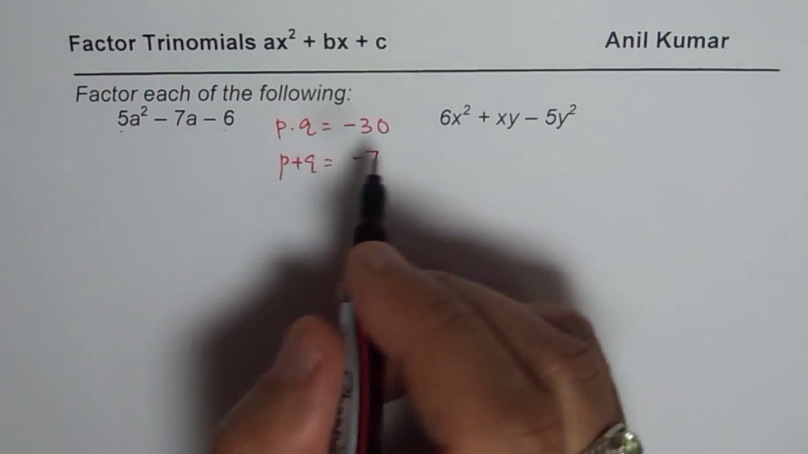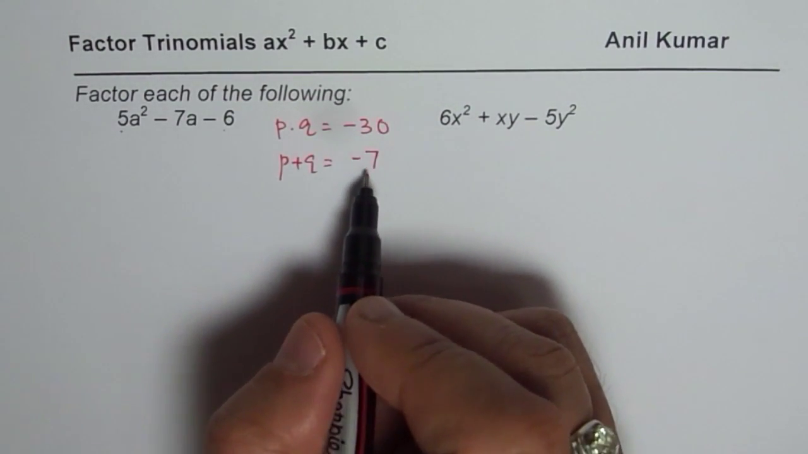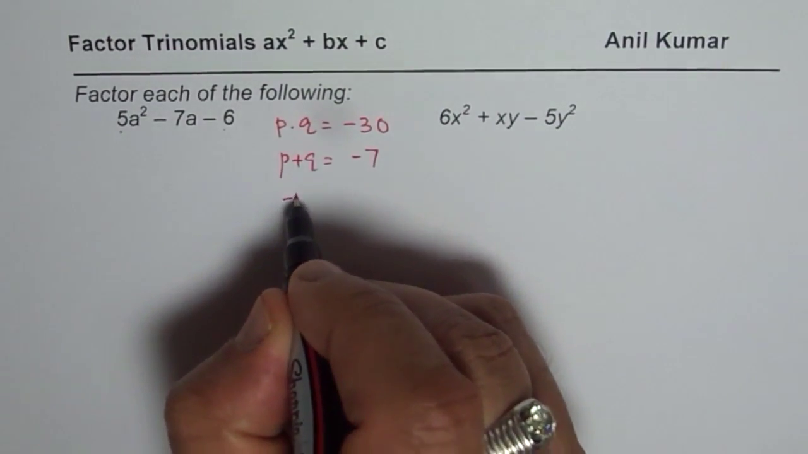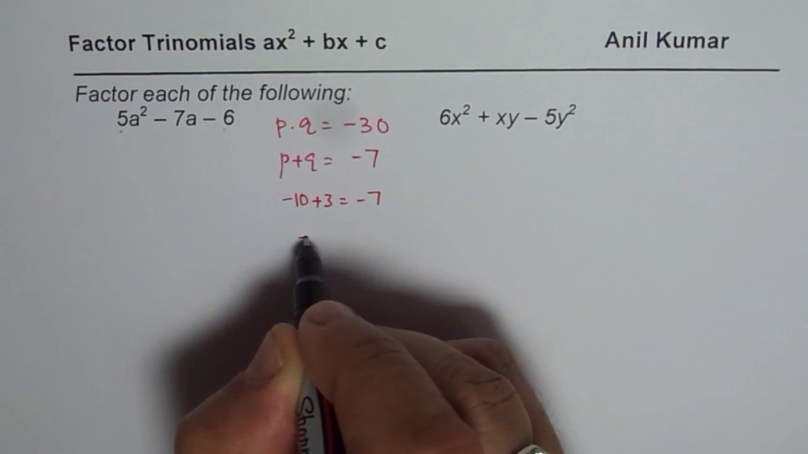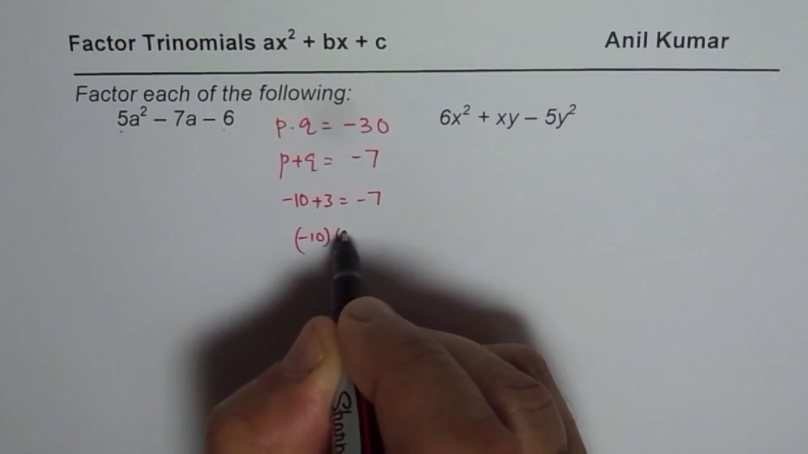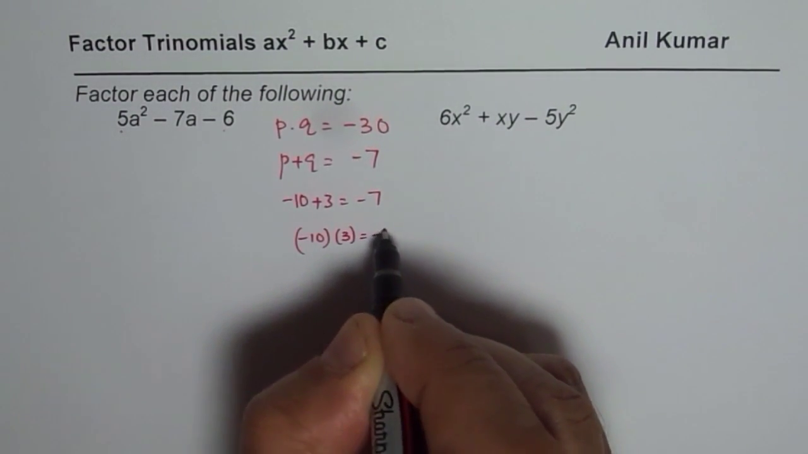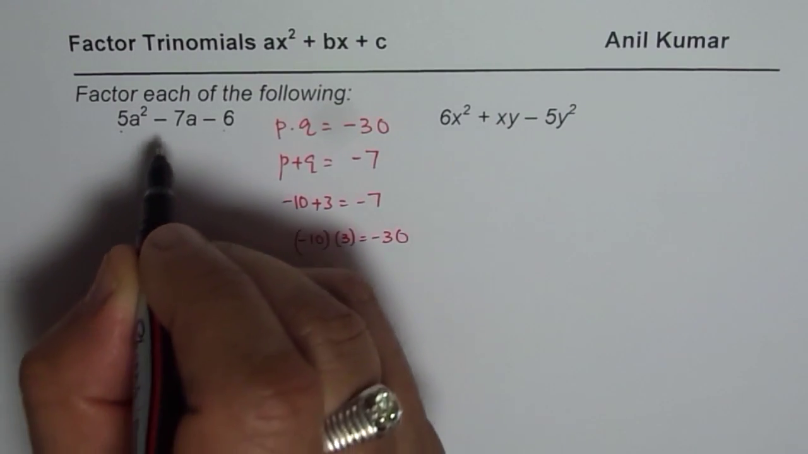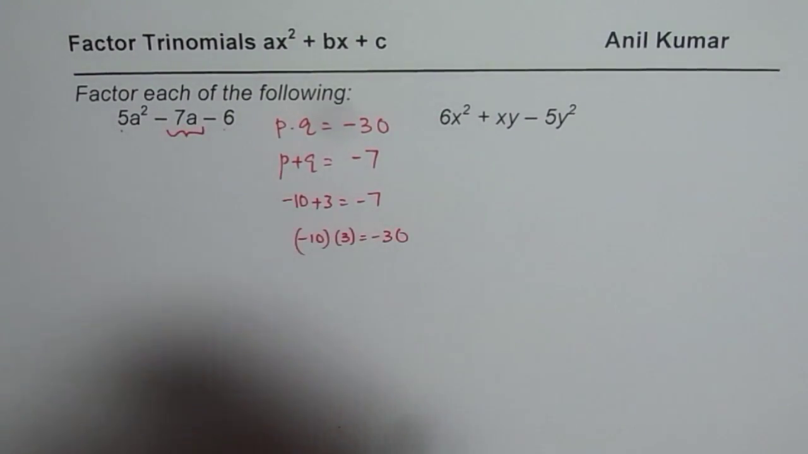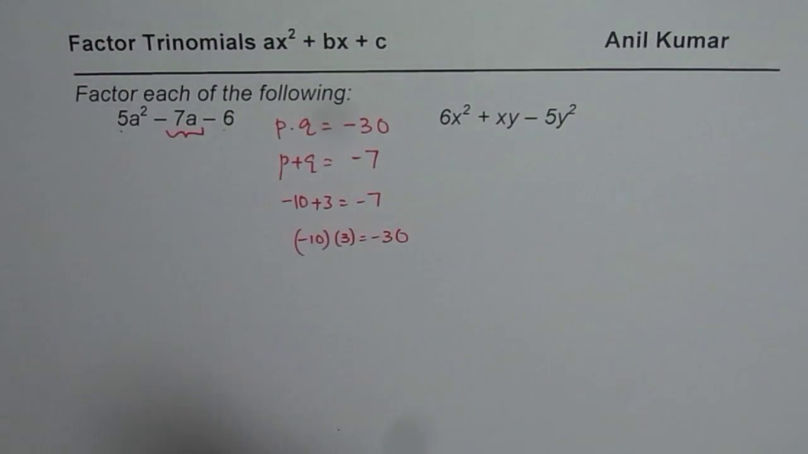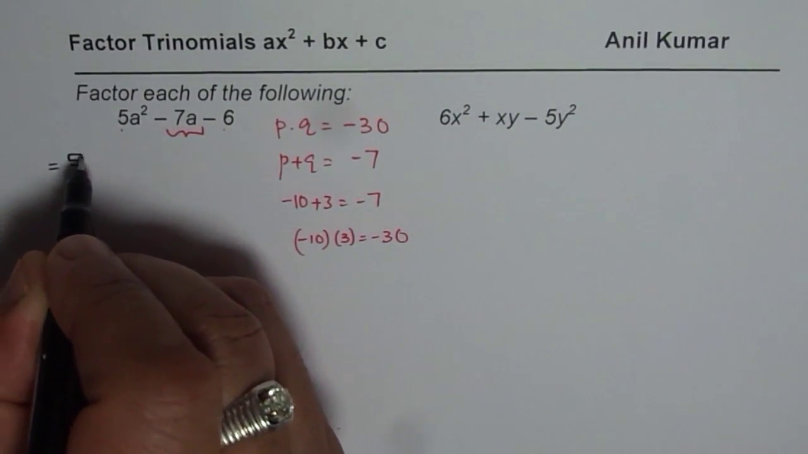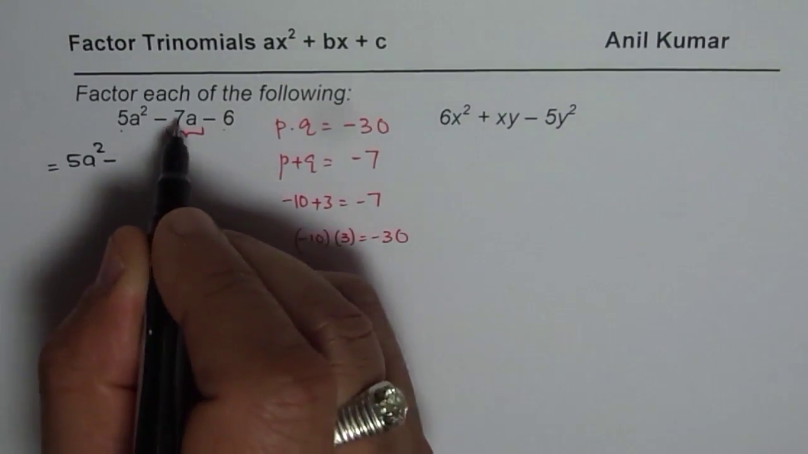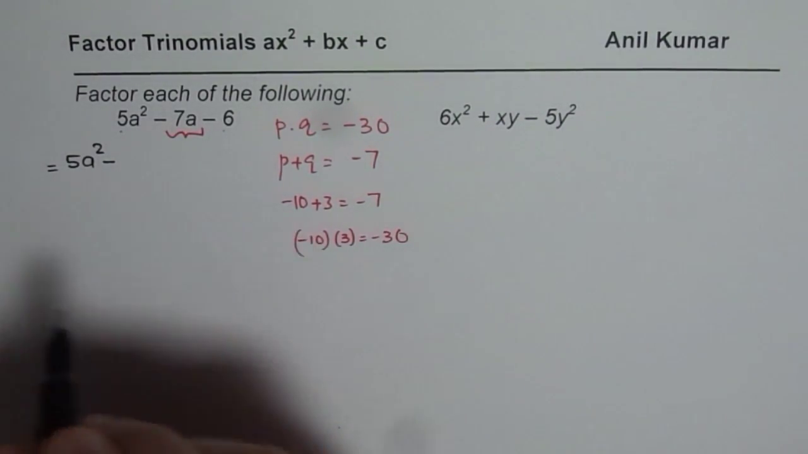That means the numbers could be 10 and 3, where 10 is negative. So it is negative 10 plus 3 that gives you negative 7, and when you multiply negative 10 with 3 you get minus 30. So these are the two numbers which you can substitute for 7 and factor. So let's follow the steps. The next step will be to write the minus 7a as a combination of 10 and 3.